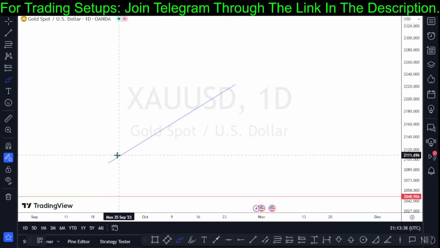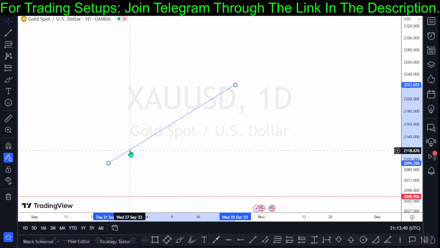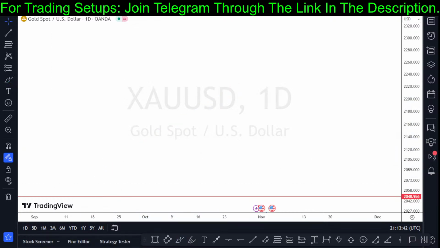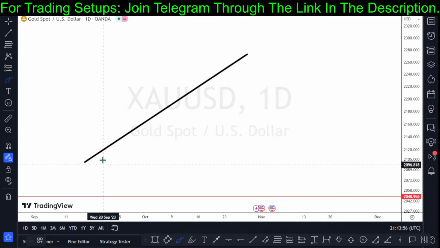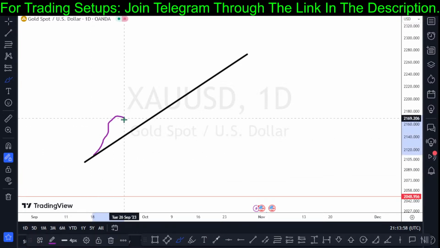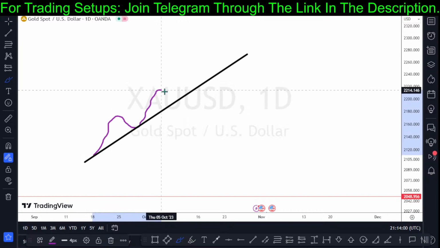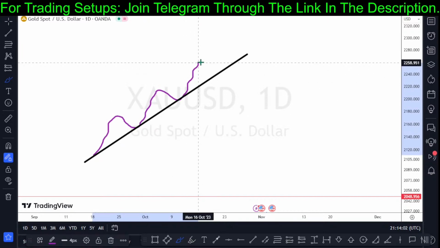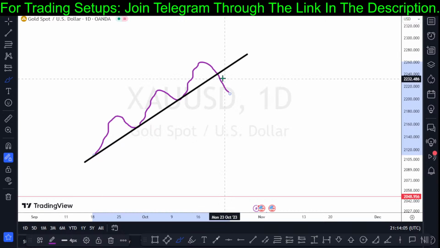Let me just use a very bold line so that you guys can see the trend line very well. So right here is a trend line. If I want to trade against this bullish trend line, as the market is moving up, I'm looking to buy at the test of this trend line. So when the market breaks right here, don't jump into a short.